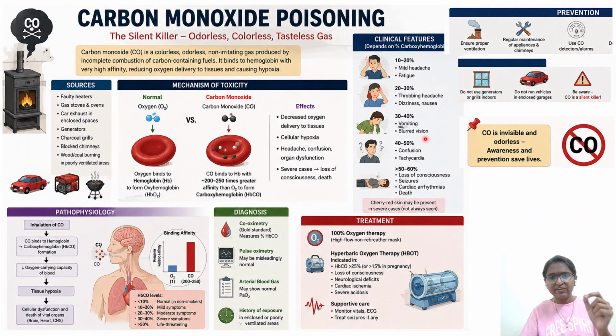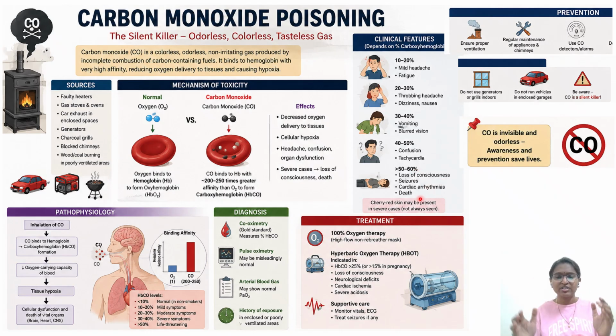Coming back to here, if it is 34 to 40% carboxyhemoglobin, then it is vomiting as well as blurred vision. If it is 40 to 50%, confusion and tachycardia. And if the carboxyhemoglobin level in our body is greater than 50 to 60%, then you will have loss of consciousness, seizure, cardiac arrhythmia, and death.